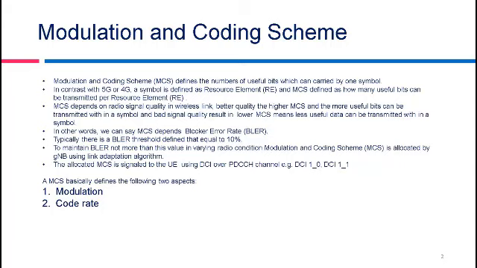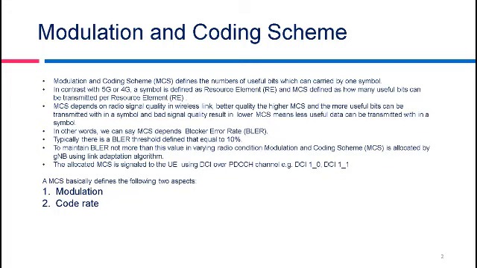the base station, or say gNB in 5G, keeps on changing this MCS based on the radio conditions. And this MCS is communicated to the UE using DCI, which is downlink control information, over the PDSCH channel.